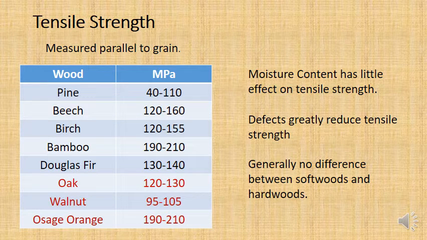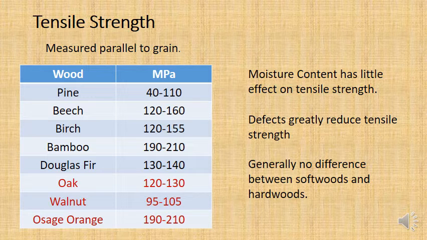So let's look at tensile strength here. We've got a few different woods, and remember, generally if the wood is taken from the heartwood rather than the sapwood, the tensile strength will be a little bit greater. But here we have tensile strength measured parallel to the grain. If it was perpendicular to the grain, then these figures would be maybe 5 to 10 megapascals. It would be considerably less.